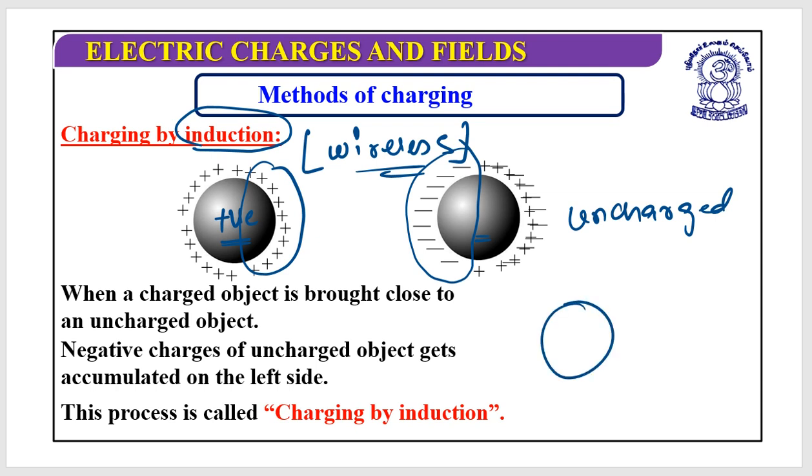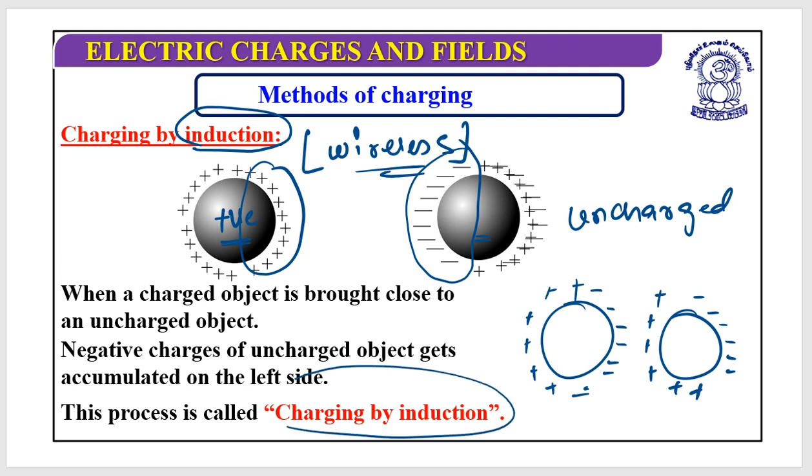Even reverse is true. Let us suppose these are the positive charges, these are the negative charges, and let us suppose this is the uncharged body. So what happens? This will have a positive charge at this side and negative charges on this side. This is too possible. This is charging by induction.